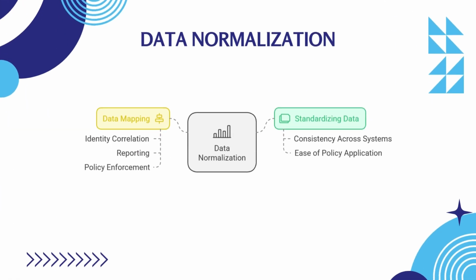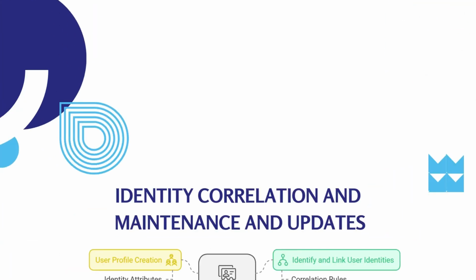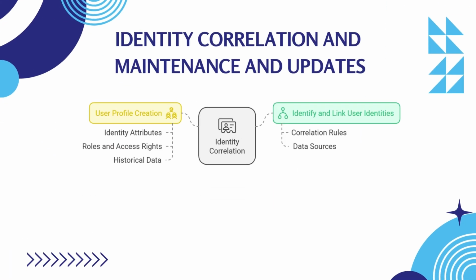Then we have data normalization, that is standardizing the data. The data pulled from various systems may vary in format, structure, and terminology. Normalizing the collected identity data ensures consistency across systems and makes it easier to apply policies and security measures. Then mapping the data: map the attributes from different systems to a standardized format within IIQ to make it usable for identity correlation, reporting, and policy enforcement. Then we have correlation: IIQ uses correlation rules to merge data from different sources and create a unified identity for each user.